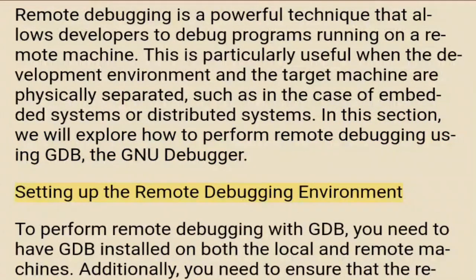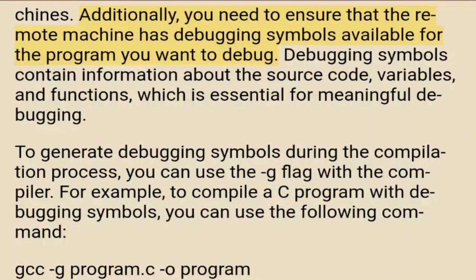Setting up the remote debugging environment. To perform remote debugging with GDB, you need to have GDB installed on both the local and remote machines. Additionally, you need to ensure that the remote machine has debugging symbols available for the program you want to debug. Debugging symbols contain information about the source code, variables, and functions, which is essential for meaningful debugging.